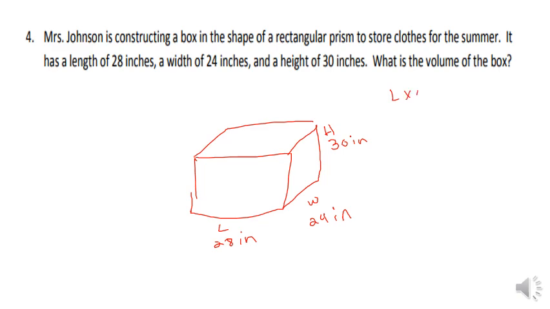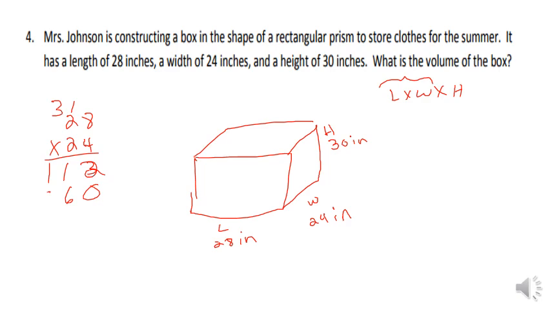And we know length times width times height. I like to think of length and width first because I like to solve for a face. So we have 28 times 24. We start with 8 times 4 is 32. 4 times 2 is 8, and 3 is 11. Put our placeholder, 2 times 8 is 16, carry our 1, 2 times 2 is 4, 1 is 5. So we end up with 672 inches squared times our height, which is 30 inches.